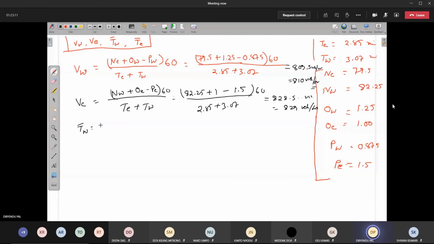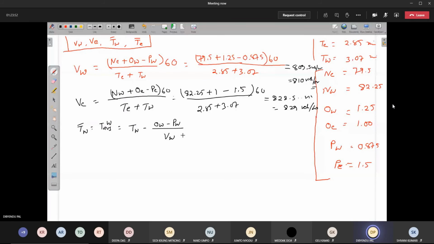You can write it this way, or you can write T average in the west direction, whatever the way. What was that equation? The equation was TW minus OW minus PW divided by VW, right? And since our VW is calculated in terms of per hour, and TW is given in terms of minutes, if I am writing in terms of minutes, then this also I need to convert in terms of minutes, right? Otherwise there will be an issue with the unit conversion.